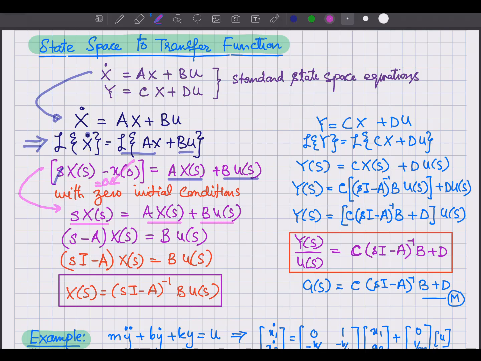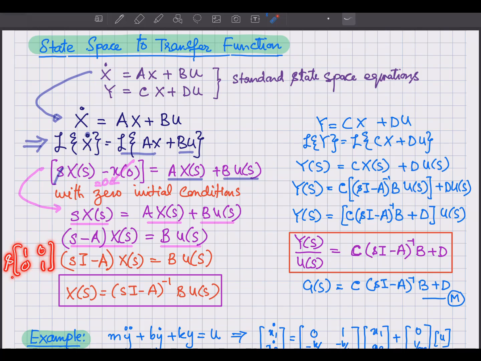So rearranging this equation, taking the input, that is taking the x term on one side, I can write it like that: s minus A into X(s) will be equal to B into U(s). But remember one thing, this is the matrix A, so this must be in the form of a matrix. So I am going to write it like that: s into I, where I is the identity matrix.